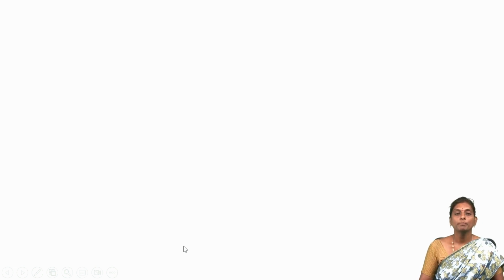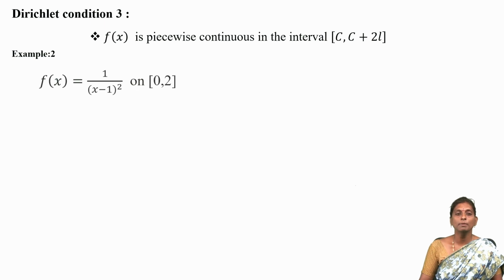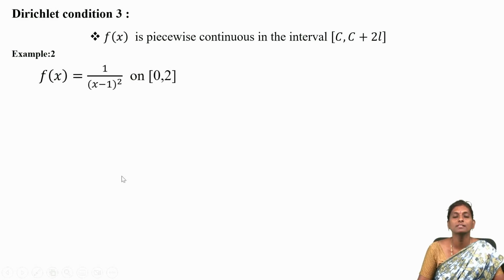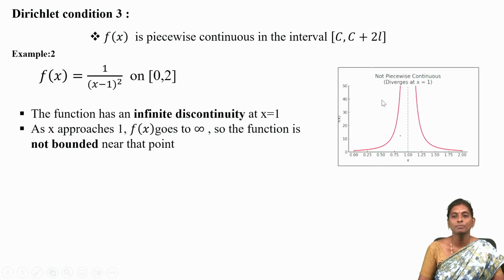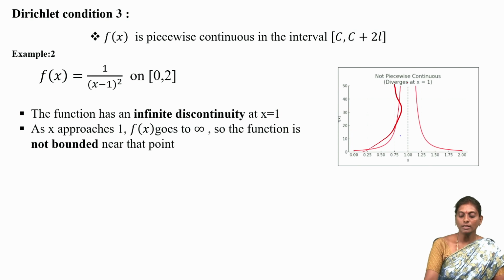So, one more example on a piecewise continuous function. Here, example number 2, I take the function f of x is equal to 1 by (x minus 1) whole square on the interval 0 to 2. Let us draw the figure corresponding to this function. You observe that there is a break in your curve. When you put x equal to 1, this is not a finite discontinuity. It is an infinite discontinuity.